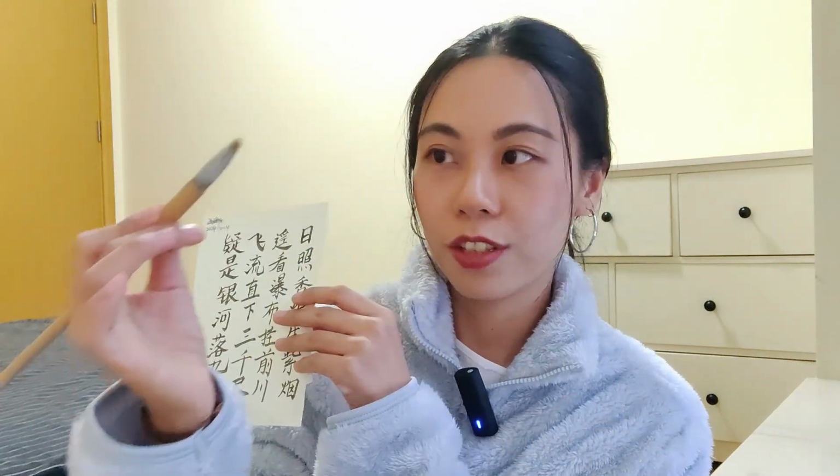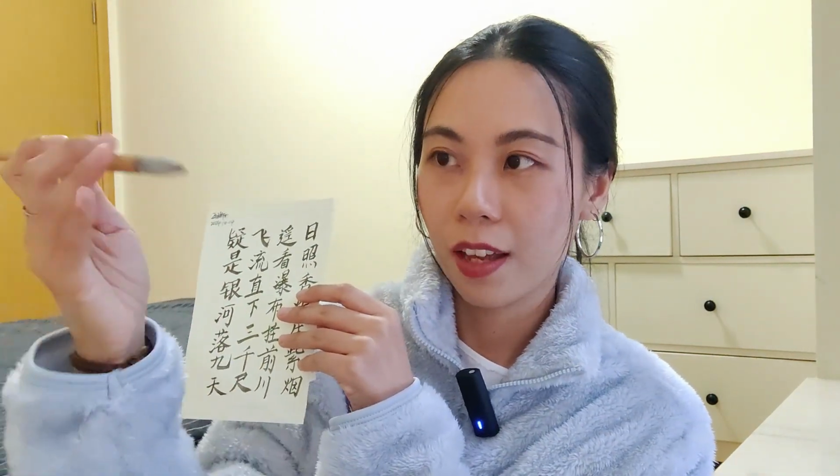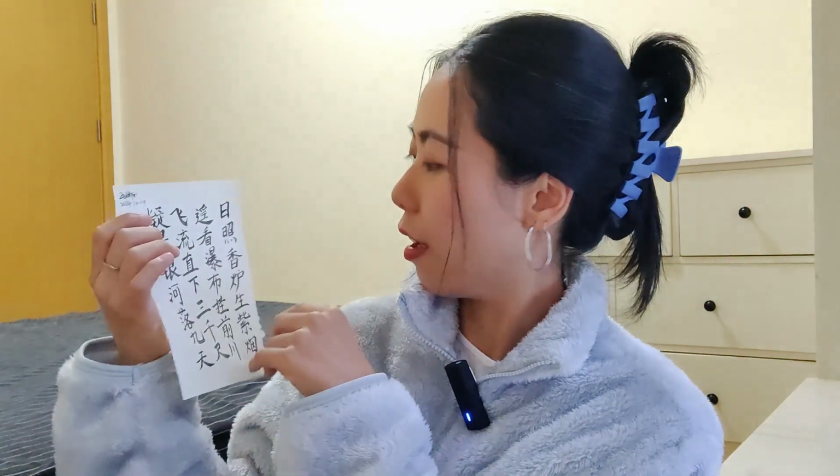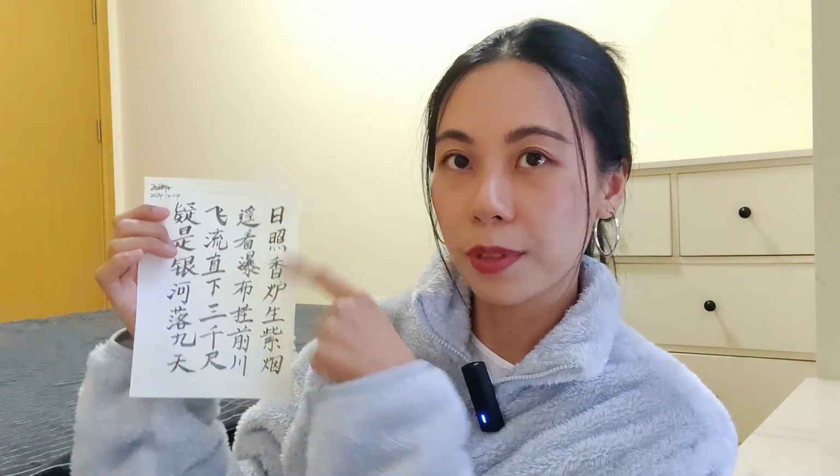I can show you some of my pieces, like this. So we will practice it in a very ancient way. We use a brush like this and with ink, and then you write from the top to the bottom, from the right to the left, like this. So you write from here to here.